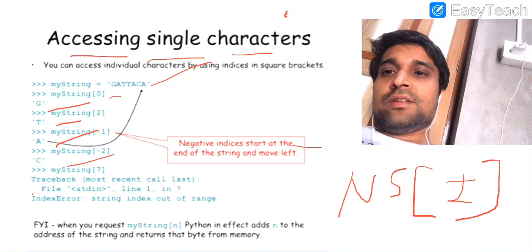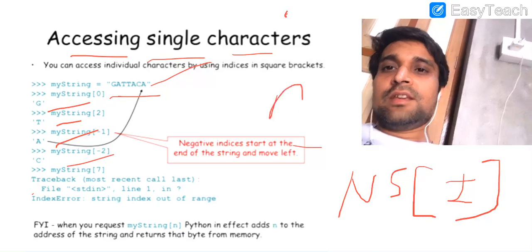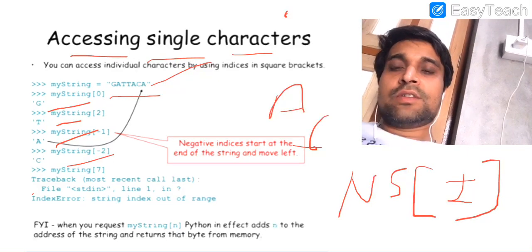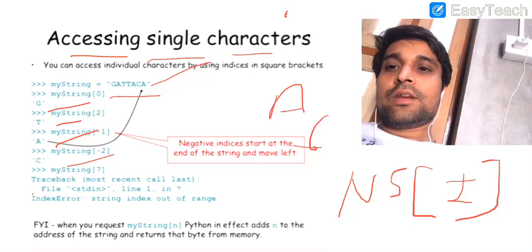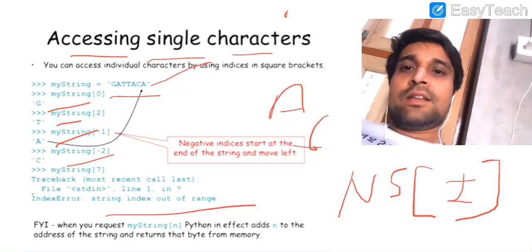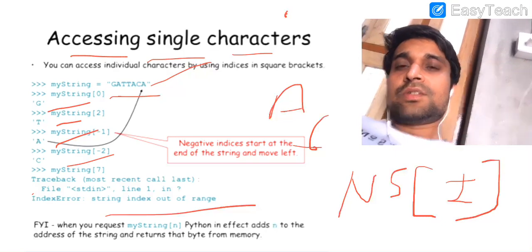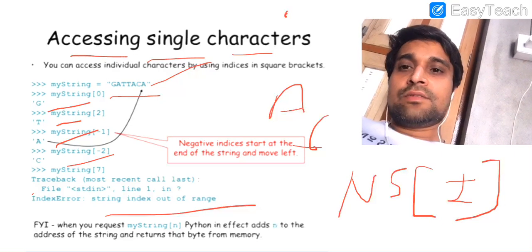Thereafter we have written my string 7. You can see 7 is an index that is not available in this string, because the last A is stored at index 6, as indexing begins with 0. So it will show you an error, string index out of range, because 7 is not an available index: there are a total of 7 characters and the 7th character is stored at index 6.